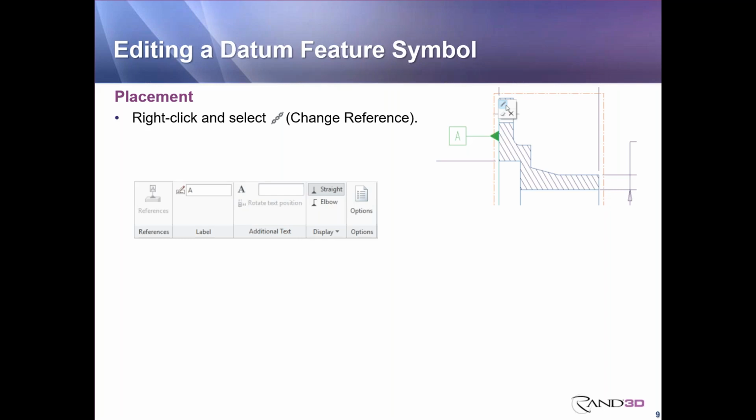You can always edit the placement reference by selecting the datum feature symbol, pressing and holding down your right mouse button as shown here, and selecting the change reference icon. So a little icon looks like a chain. You can then select the different reference to replace the datum feature symbol.